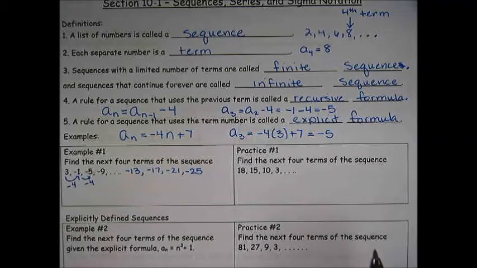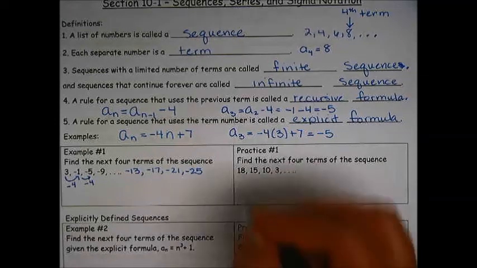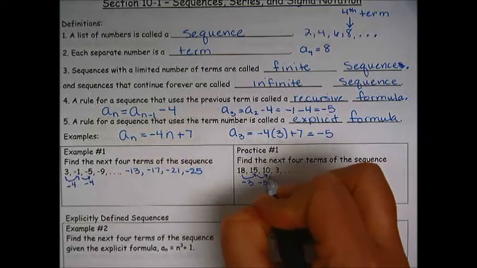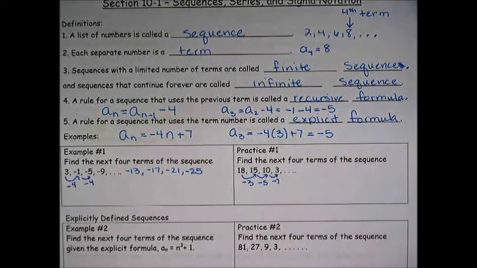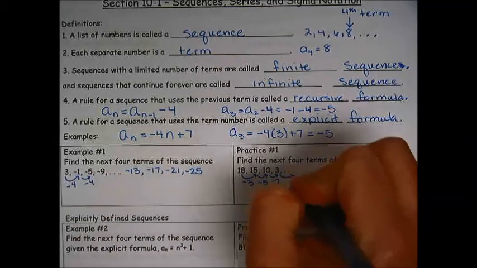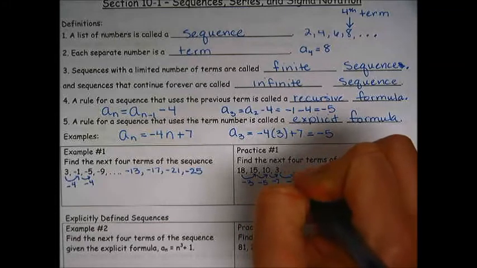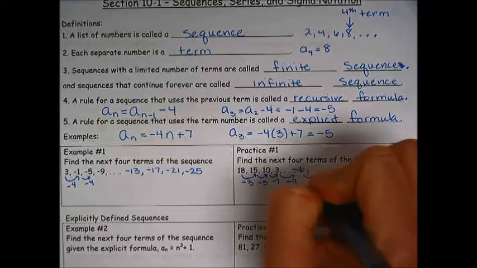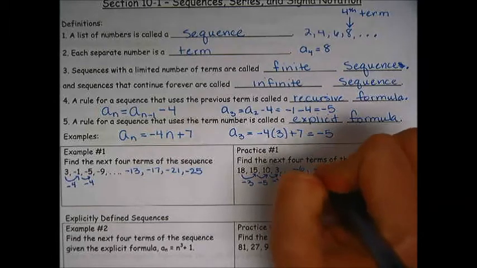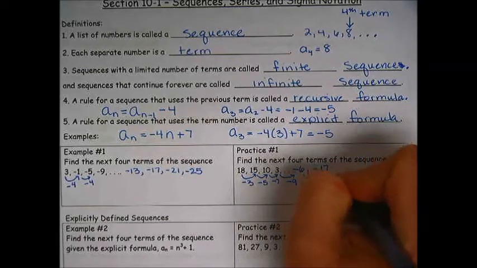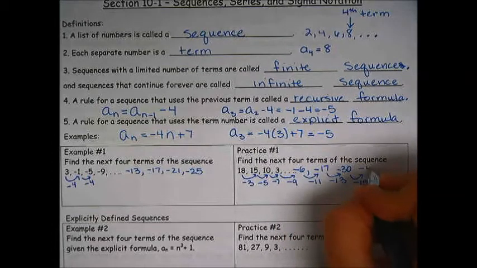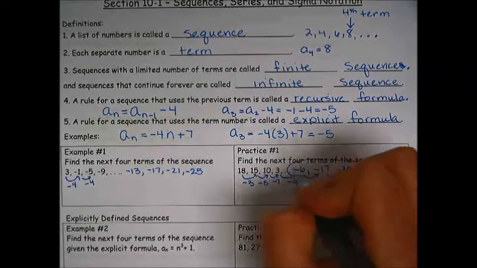This question asks us to find the next 4 terms. We can see that I am subtracting 3 and then subtracting 5 and then subtracting 7. So I'm still subtracting a number, but I'm not subtracting the same number every time. To find the next one, I would want to subtract 9. So 3 minus 9 is going to be negative 6. Then I would want to subtract 11. Negative 6 minus 11 is negative 17. Subtract 13, which would give me negative 30. Subtract 15, which would give me negative 45. So the next 4 terms would be here.